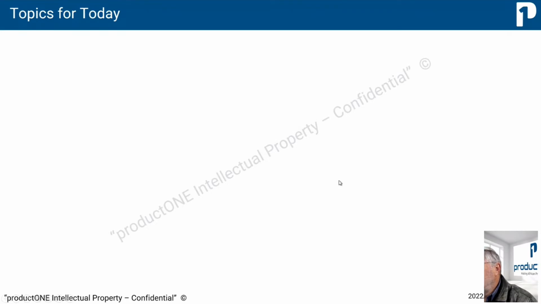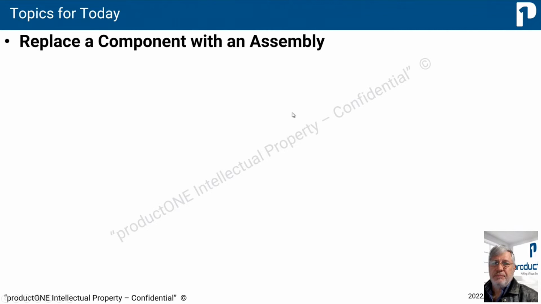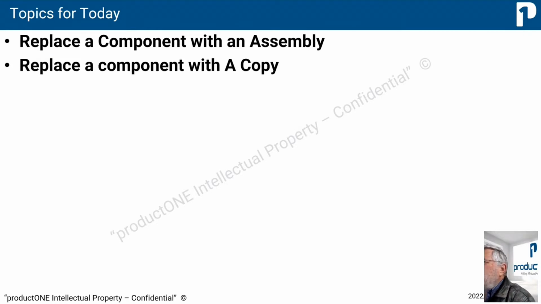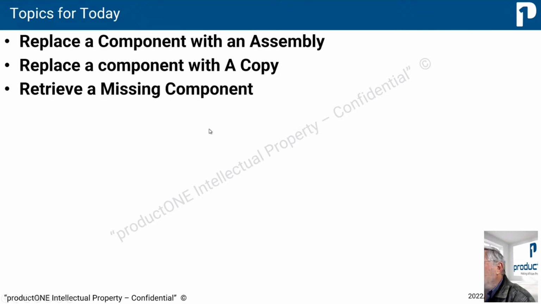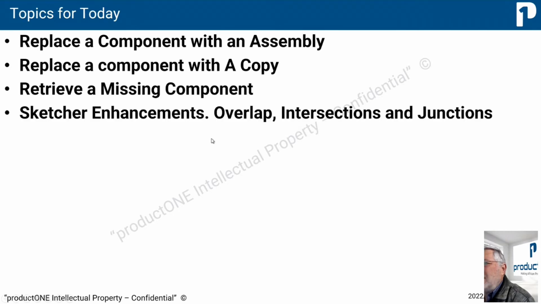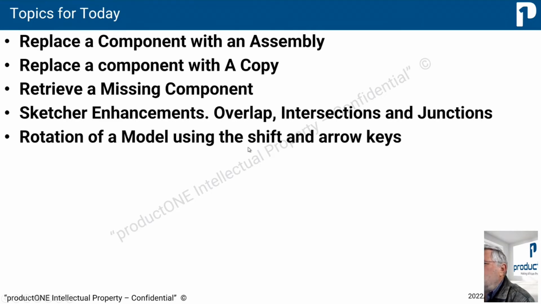Good morning to you all. So what we're going to do today is replace a component with an assembly. We're going to replace a component with a copy. We're going to retrieve a missing component. We're going to use sketch enhancements, and we're going to have a look at overlapping intersections and junctions. And we're going to rotate the model.